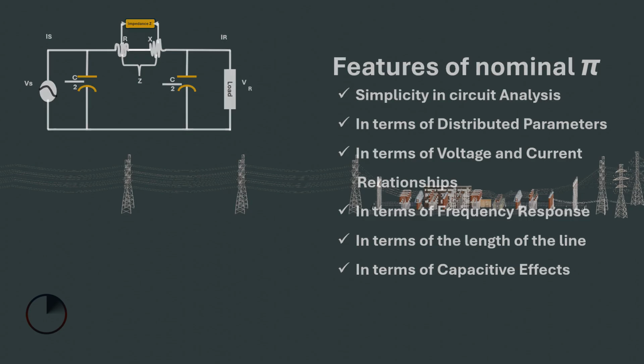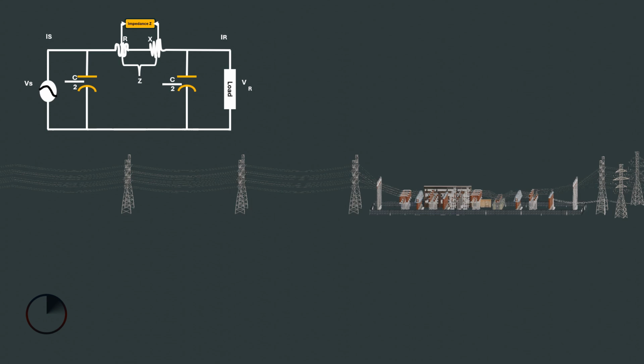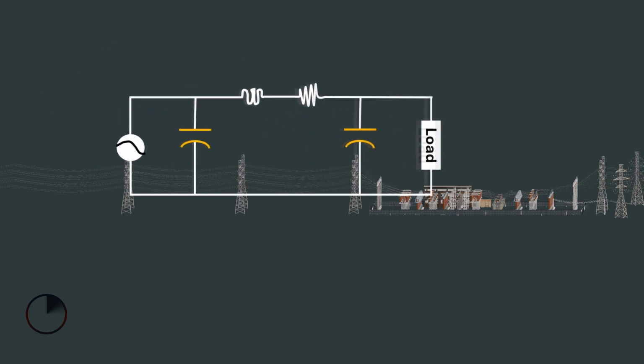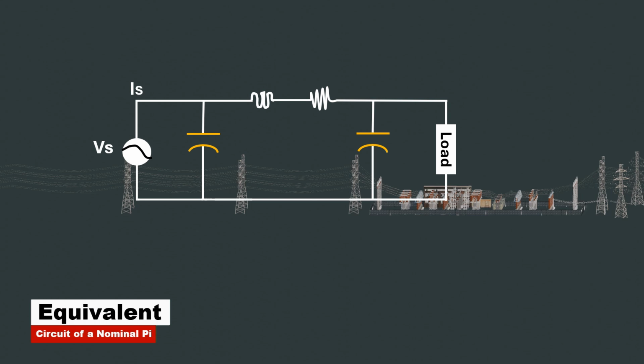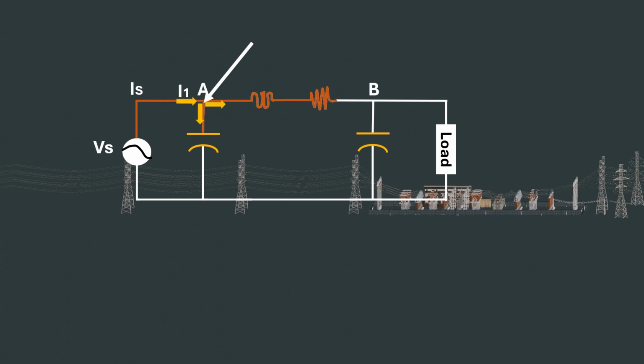And it is on that note that we can draw an equivalent circuit for a nominal Pi transmission line, where here is the sending end voltage Vs and here is the sending end current Is. Again, looking at the equivalent circuit, we have two nodes, denoted node A and node B. At node A, the current I1 flowing at this point will split in such a way that the current flows to the capacitor and to the impedance, respectively.